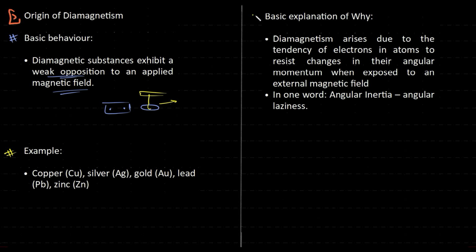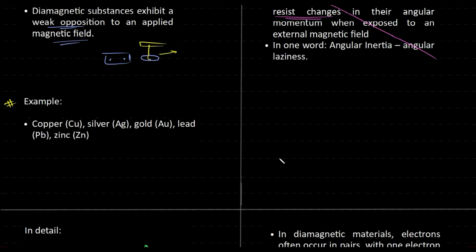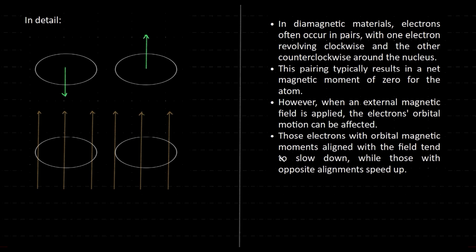A basic explanation of why this happens. Again, a basic explanation, you have to keep that in mind. Don't write this in your exam. Diamagnetism arises due to the tendency of electrons in an atom to resist change in their angular momentum. They resist changes, in other words, angular inertia or angular laziness. That's the cause. But as per your books, this is what you have to write.